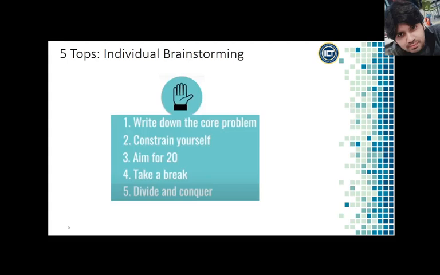So here are 5 quick tips for effective individual brainstorming. Number 1. Write down the core problem. Keep this visible. You want to let your mind enter a divergent thinking mode, but you also want to remain grounded in the problem. Writing down the problem and keeping it available will help you remain focused while remaining creative.